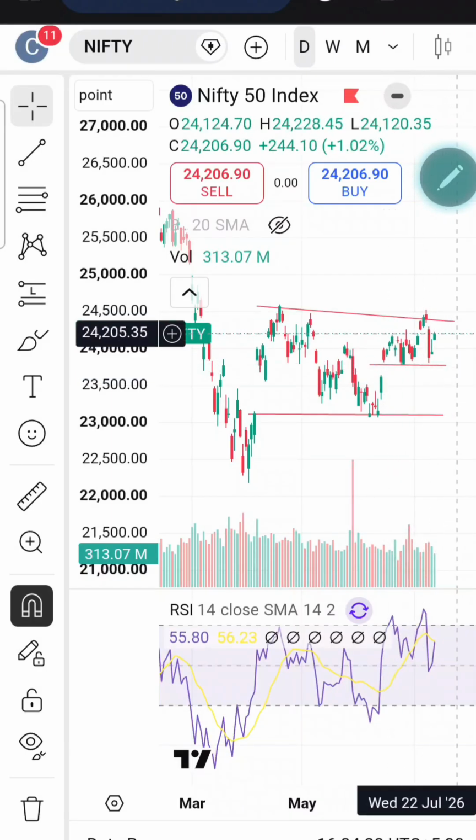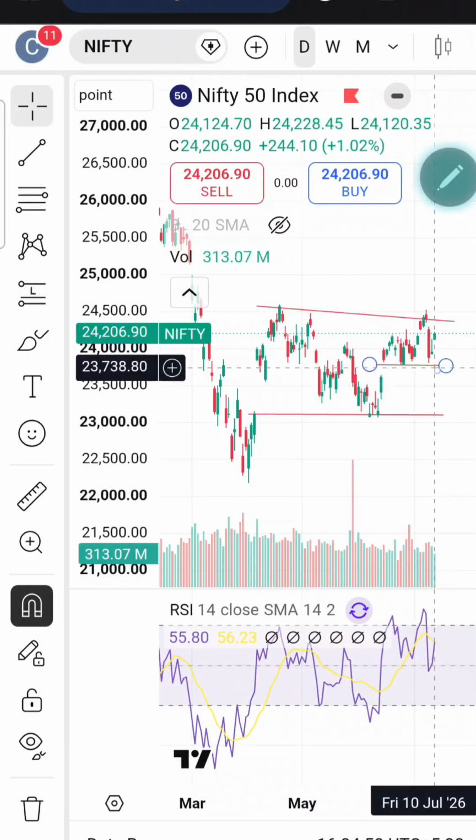So here is what I am saying, that Bank Nifty and Nifty 50 have also taken a support at this level, 23,700 levels.